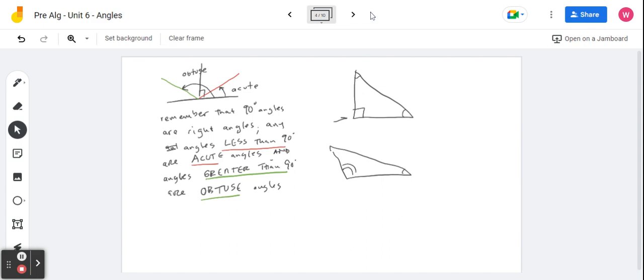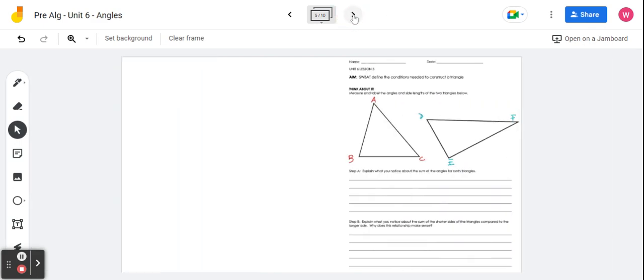If we take a look at the front of our packet, we have our think about it, and the aim for today is being able to define the conditions needed to construct a triangle. And so we're going to go ahead and measure and label the angles as well as the side lengths of the two triangles that are below. And so go ahead and with your protractor, we're taking a look at the following.